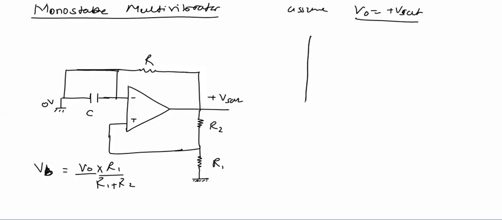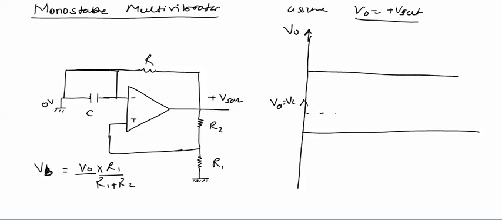So we'll now see the waveforms. Here we'll plot output voltage, here we'll plot VA equal to VC, this is VUTH and this is VLTH. We will be comparing VA and this VUTH and VLTH. Now initially we have assumed that output equal to plus Vsat.